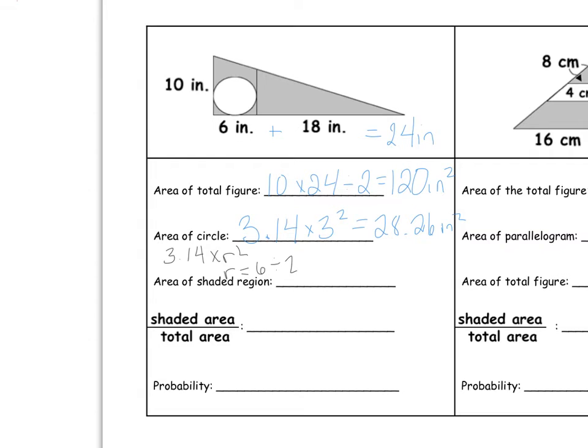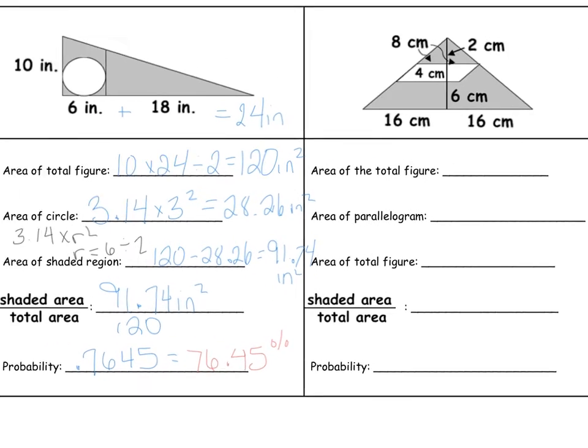For the shaded region, we have to note that there's a circle that's been cut out. So we're going to take the entire triangle, take away that circle that's been cut out, and that's how we end up at 91.74 inches squared. That's our shaded area compared to the total area, giving us a probability of 0.7645, which is 76.45%.